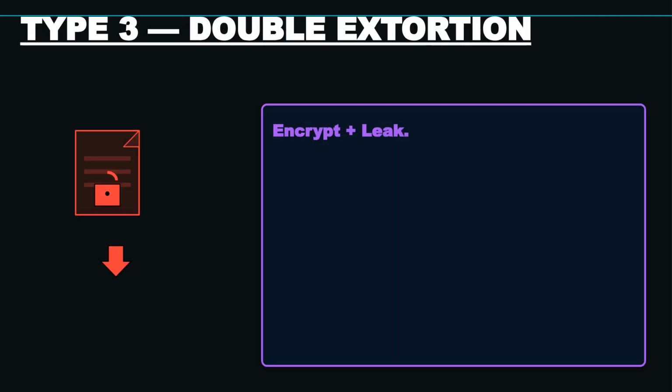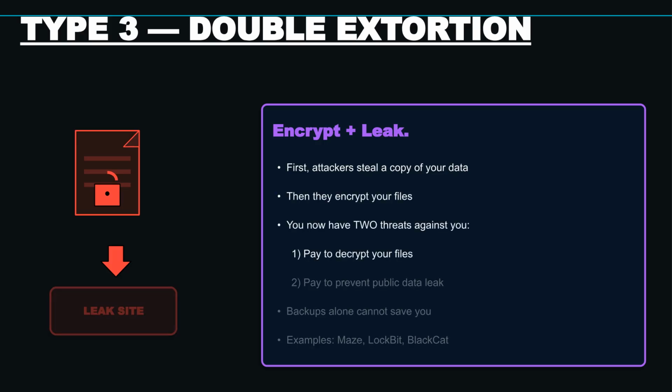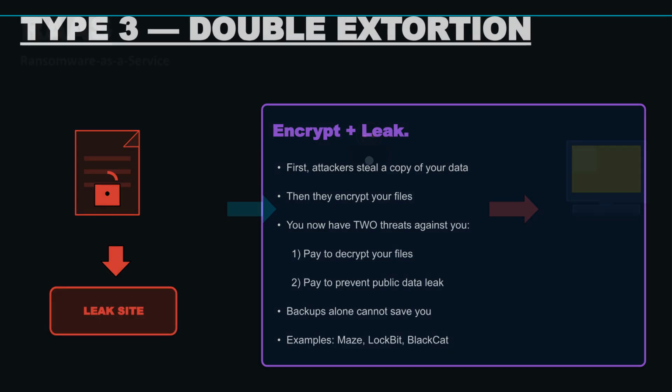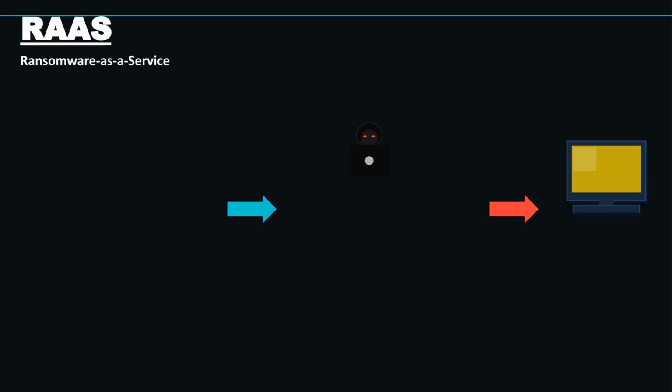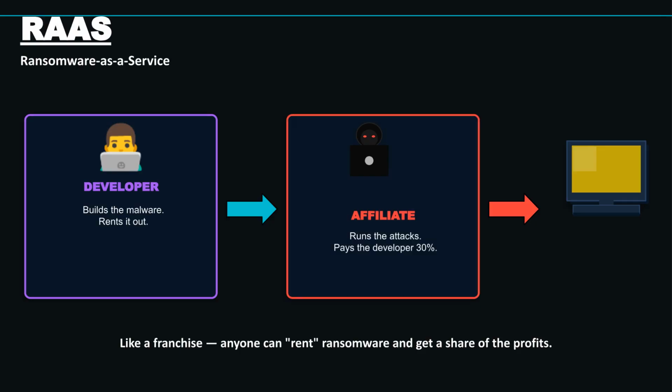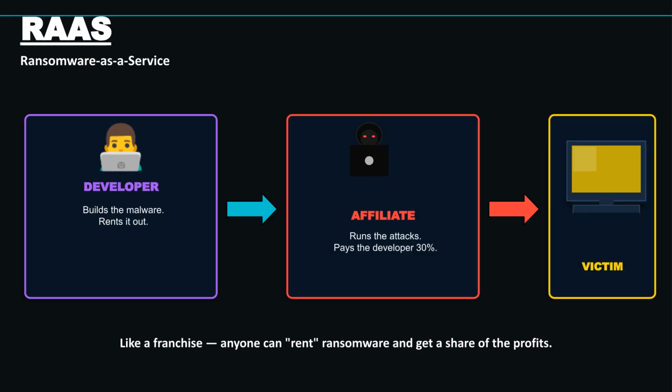Type 3 is double extortion, used by most modern gangs. Attackers first steal a copy of your data, then they encrypt your files, leading to 2 threats: pay to decrypt or pay to prevent a public data leak. Type 4 is ransomware as a service, or RaaS, which works like a franchise. Developers rent malware to affiliates who run the attacks and pay the developer a percentage of the profits. This model has led to the explosion of ransomware.